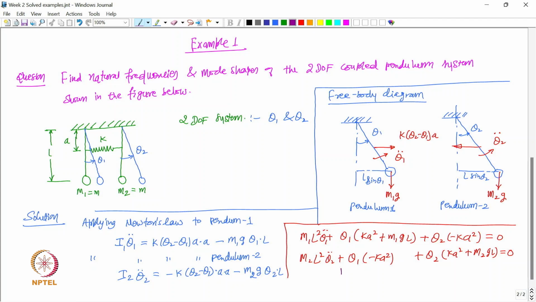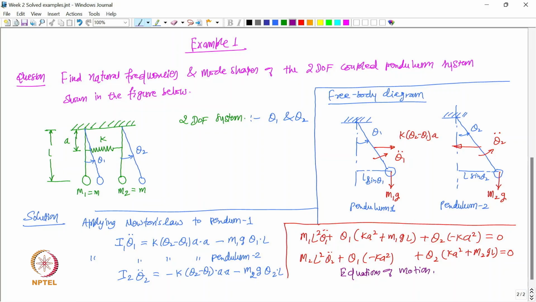These two are the equations of motion, and because the system is of 2 degrees of freedom, we have two simultaneous second order differential equations. When we had a single degree of freedom system, we had one such second order differential equation. Now, because it is a 2 degree of freedom system, we have two simultaneous second order differential equations, right.